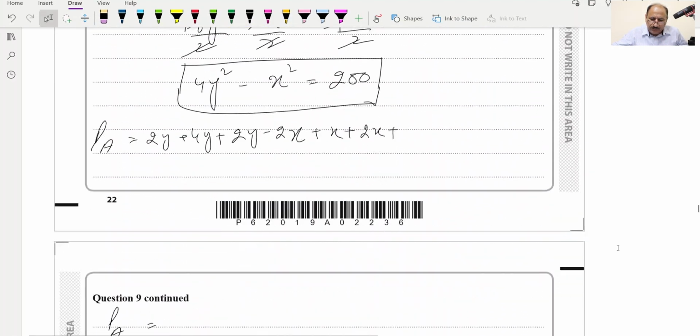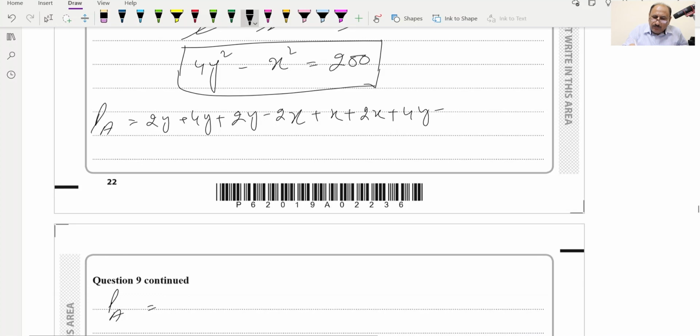This is 4y minus x also, so 4y minus x, and this one we can simplify. This will be 6y, and 6y plus 2y will be 8y, and this one minus 2x plus 2x and minus x, and x is gone, so it will be plus this 4y, so it will be 12y. So perimeter of A is 12y.